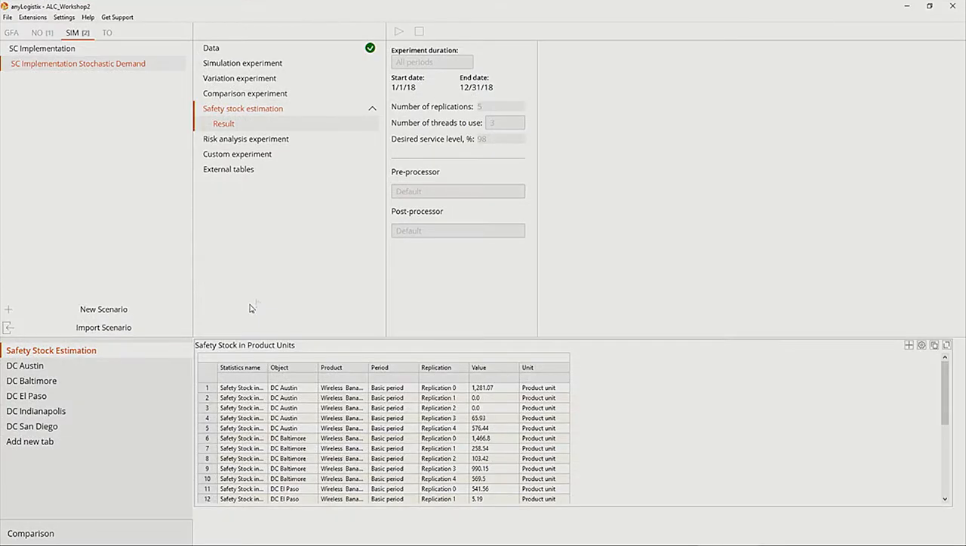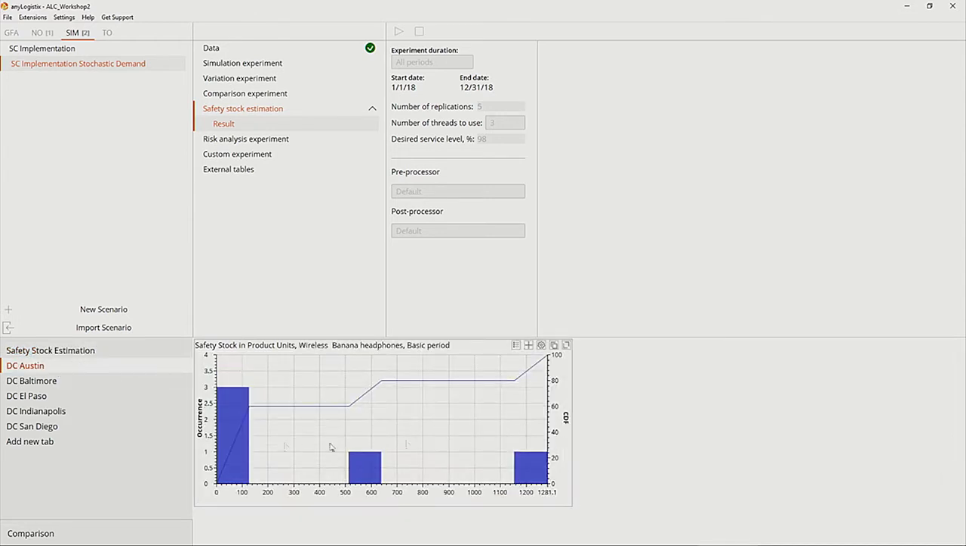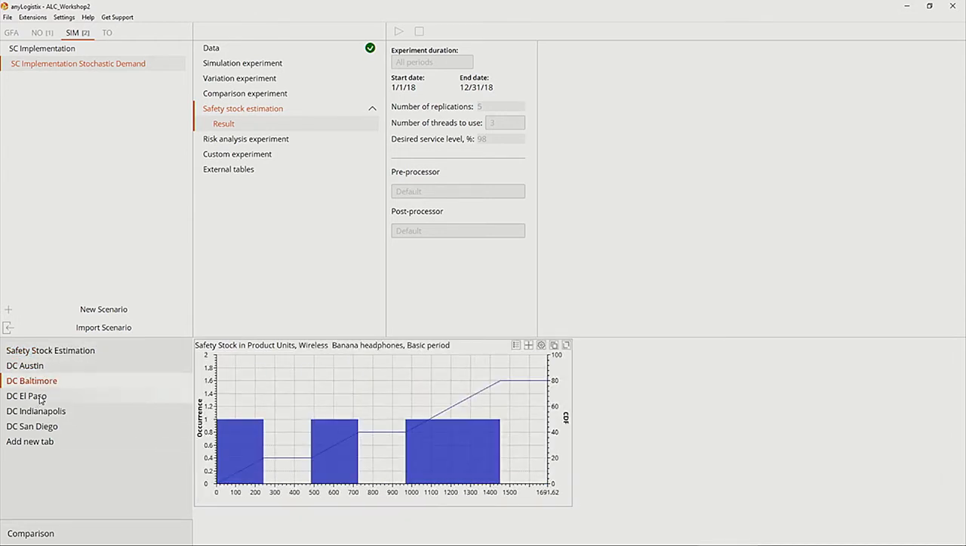So I ran 5 replications of this experiment, and desired service level was 98% as we agreed. And I hope these 5 replications will be enough in our case. Sometimes you have to increase it depending on variability, network structure, and so on. So as a result, you get statistics by each distribution center, and it shows the histogram of safety stock used in each replication.